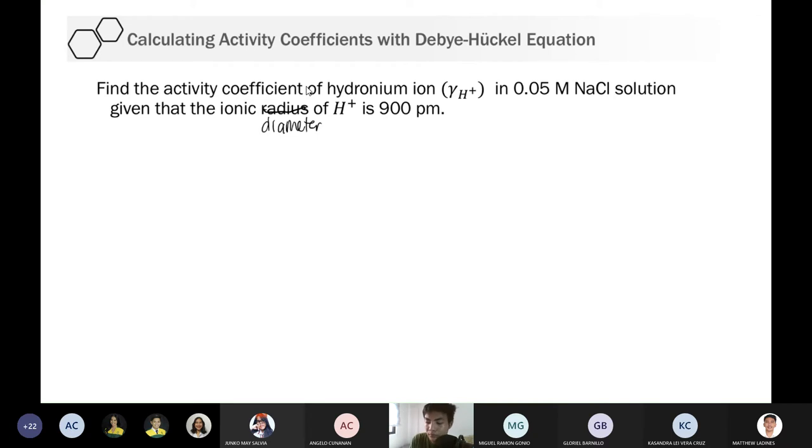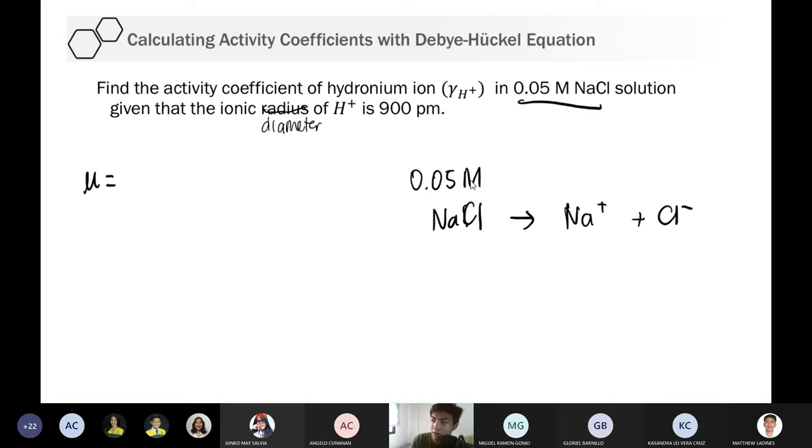We are asked to find the gamma. So, the first thing you're going to do is to solve for the mu. The ionic strength is important, which is why we solved it first earlier, because depending on the value of your mu, your gamma will change. So, let's first find the mu for this solution. Okay, so we have NaCl. This will dissociate as Na plus and Cl minus. So, what will be the concentration of our ions? The concentration will be the same, because their coefficients are the same. They are all 1.